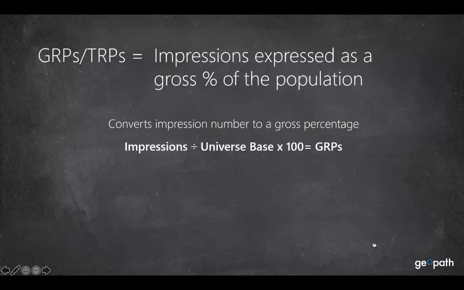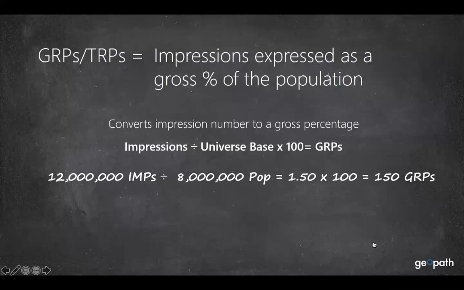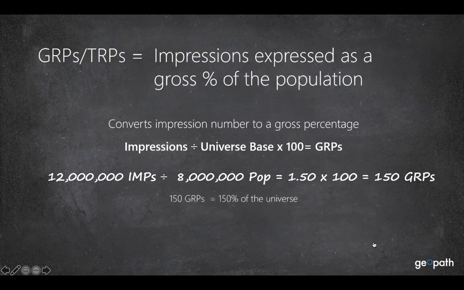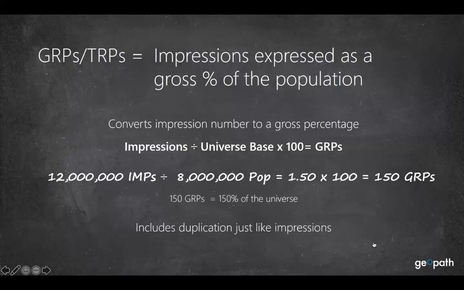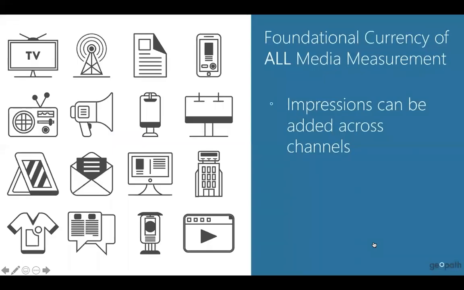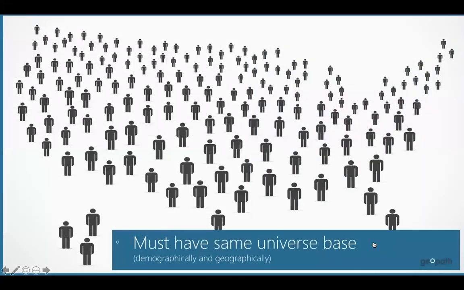It's a simple formula that takes the universe impressions and divides it by the universe population. For example, if we have 12 million impressions with a population of 8 million adult 18+ population, that would equate to 150 GRPs. And 150 GRPs are 150% of the universe base. So what does that mean? GRPs and TRPs can be greater than 100%, and that's because just like impressions, GRPs and TRPs account for duplication of exposures. Just like impressions, GRPs and TRPs can be added across out-of-home formats as well as other media, as long as the universe base is the same. This allows clients to compare and evaluate the media weight of a campaign in a standardized way.